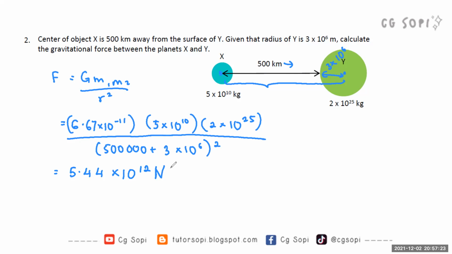5 times 10 to the power of 10 times 2 times 10 to the power of 25, divide by 500,000 plus 3 times 10 to the power of 6, squared. So you will get 3.44 or 3.45 times 10 to the power of 12. So that is how you calculate the gravitational force. As long as you are aware of the formula, the unit, and also the value that you should put, it should be fine. All right, so that is for gravitational force.